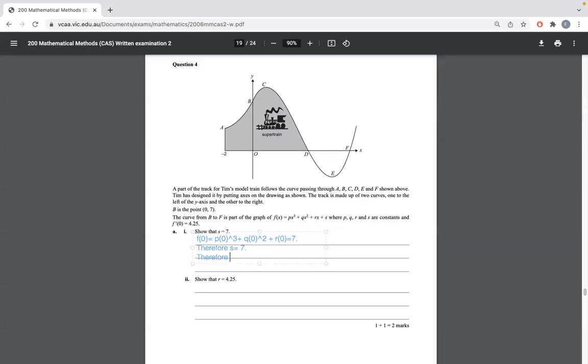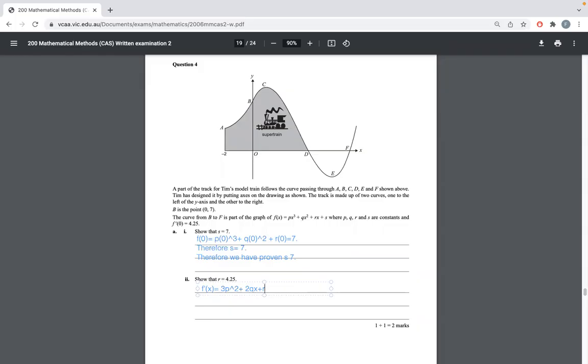So therefore, we have proven s equals 7, and that'll give you that 1 mark. Now the next mark is you have to find out that r is actually equal to 4.25. So you start by differentiating the original equation. So we multiply by the power, so that's 3p x squared, as the power decreases by 1, plus 2q x, the power decreases by 1 again, plus r, right?